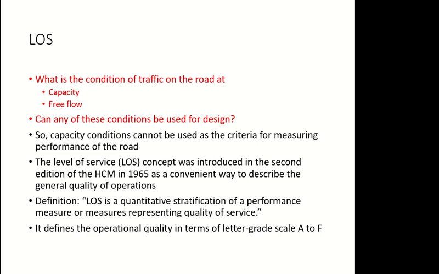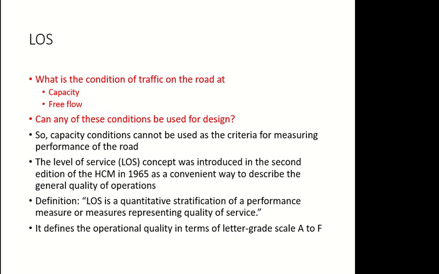Now we know about capacity, we know about free flow, we know about traffic jam. So we already know about three different traffic conditions. One is called capacity, the maximum flow rate. The other is called free flow, where traffic is very low. And the third is called traffic jam. Now traffic jam we know is a bad condition. We don't want to have traffic jam.